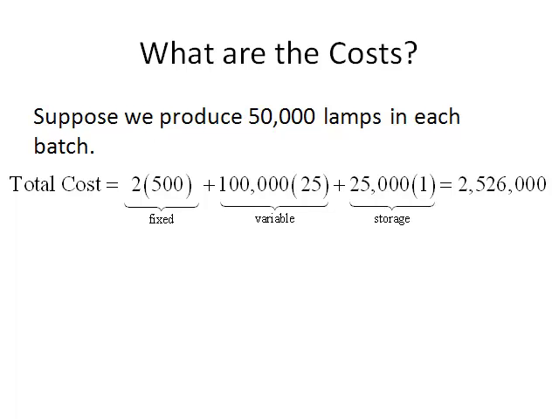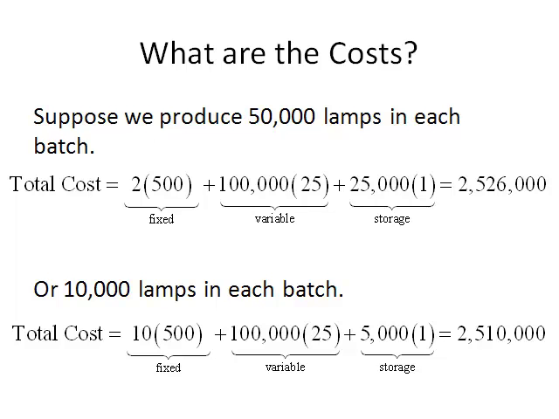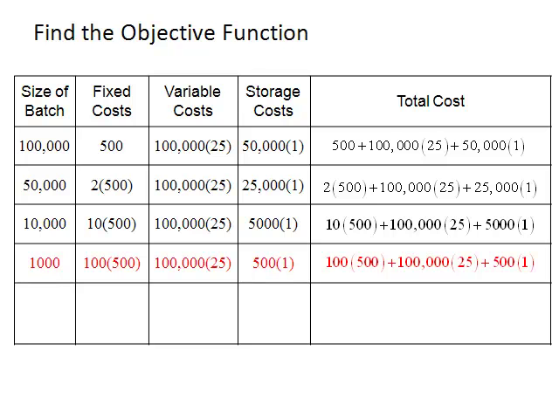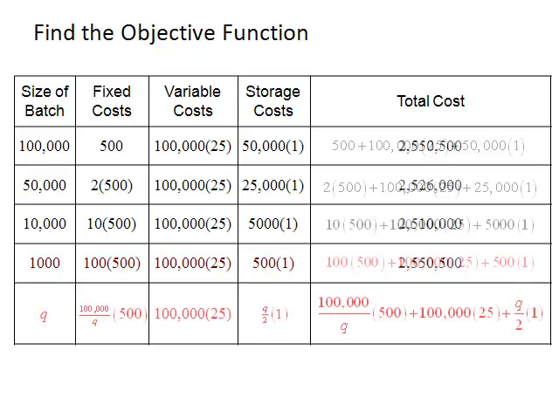Producing 50,000 lamps in 2 batches costs $2,526,000. And 10,000 lamps in 10 batches cost $2,510,000. As you can see from the table, as batch size is decreased, the variable costs do not change. However, the fixed costs increase as the plant has to be set up more often, and the storage costs decrease. Decrease the size of the batch so that the pattern becomes obvious.